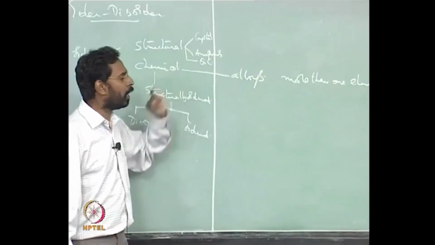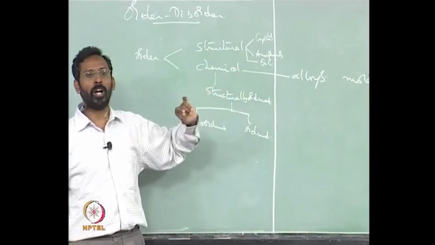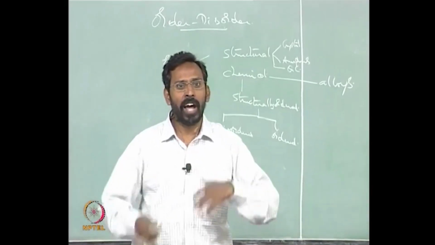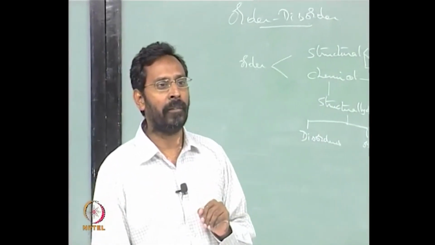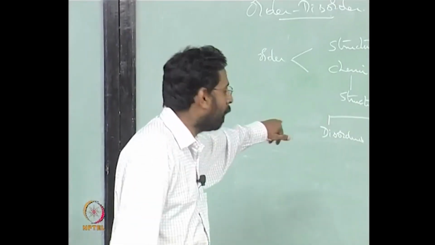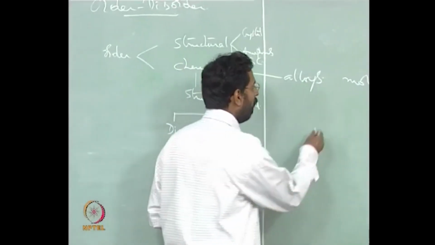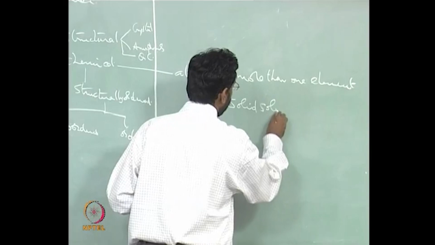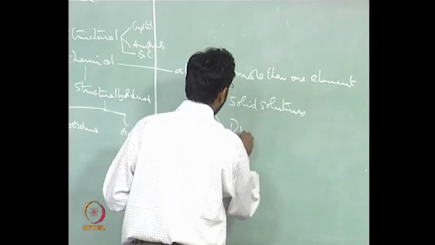When you have more than one element present, only then do we talk of chemical order. Then we talk about how each element is arranged inside the unit cell. If they are randomly arranged, if there is no preferred site for any one of the elements, we call it chemically disordered, and such materials are usually called solid solutions or disordered compounds.